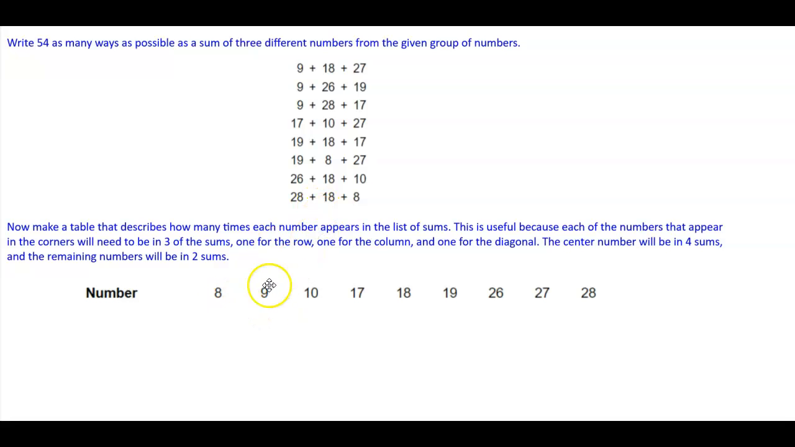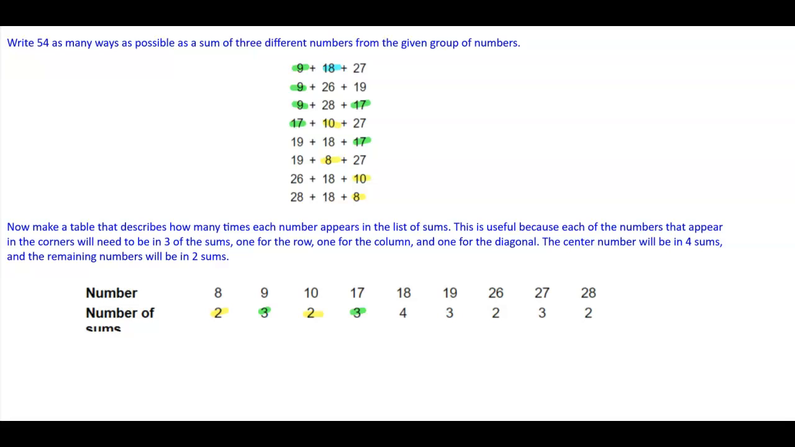So, how many times do we see the number 8? If we take a look at the number 8, we see that there are 2 8s. How many 9s do we have? You can see that we have 3 9s. How many 10s do we have? We have 2 10s. How many 17s do we have? We have 3. How many 18s do we have?